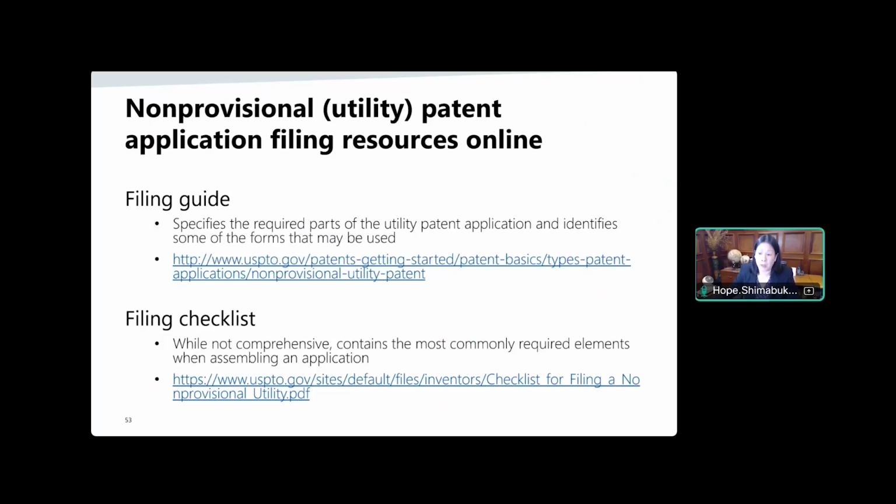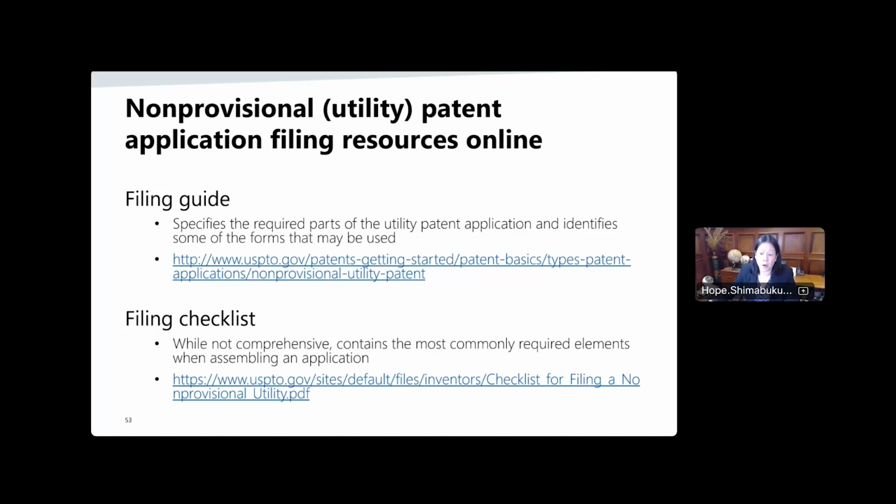And then finally, we have many checklists on our website, and the two that would be most helpful with respect to filing your non-provisional utility application are listed here. We have a guide as well as a checklist, and the USPTO, just as a reminder, cannot assist you in actually drafting your application or your claims because that's actually considered legal advice. But we can explain the process to you and provide educational sessions like we have before.